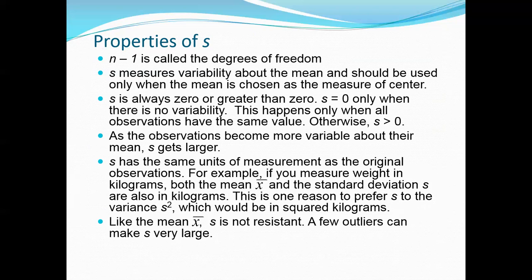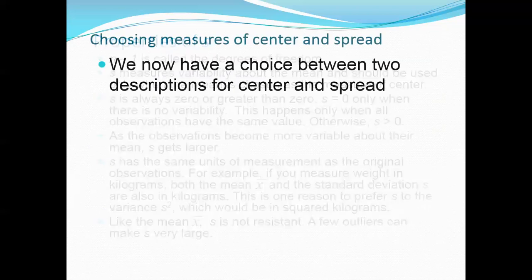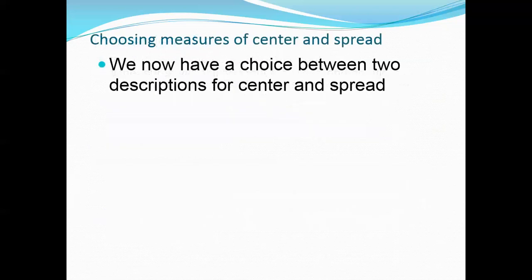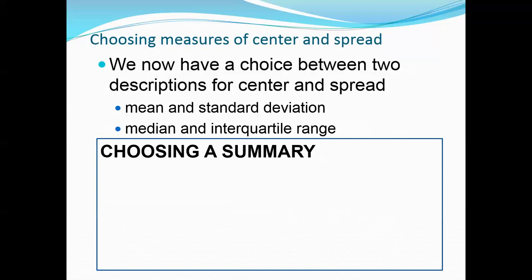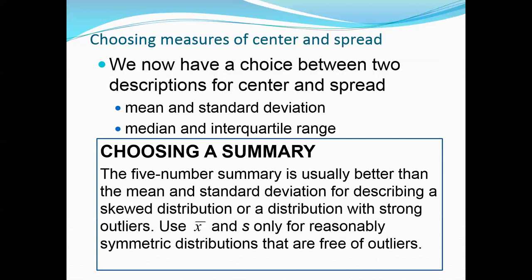Like the mean X bar, S is not resistant. A few outliers can make S very large. Choosing measures of center and spread. We now have a choice between two descriptions for center and spread: mean and standard deviation, or median and interquartile range. Choosing a summary. The 5-number summary is usually better than the mean and standard deviation for describing a skewed distribution or a distribution with strong outliers. Use X bar and S only for reasonably symmetric distributions that are free of outliers.